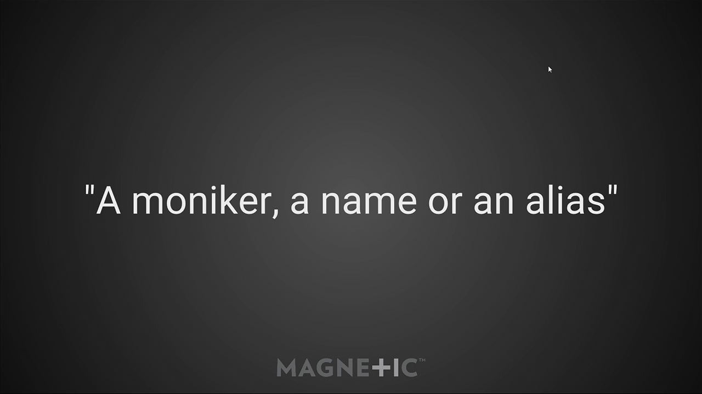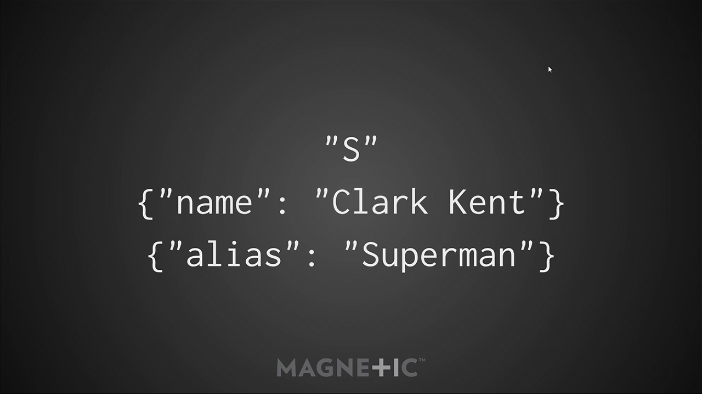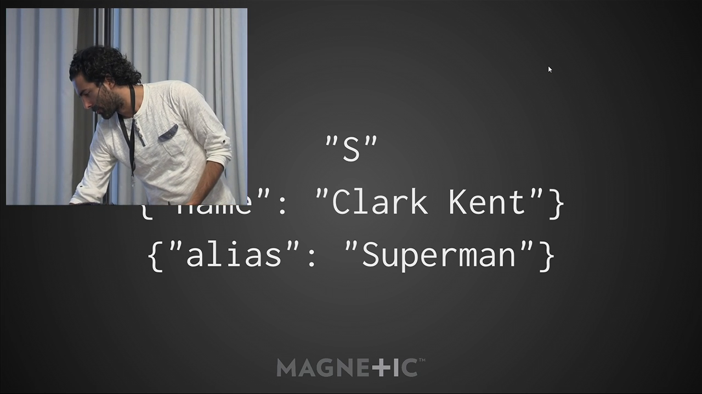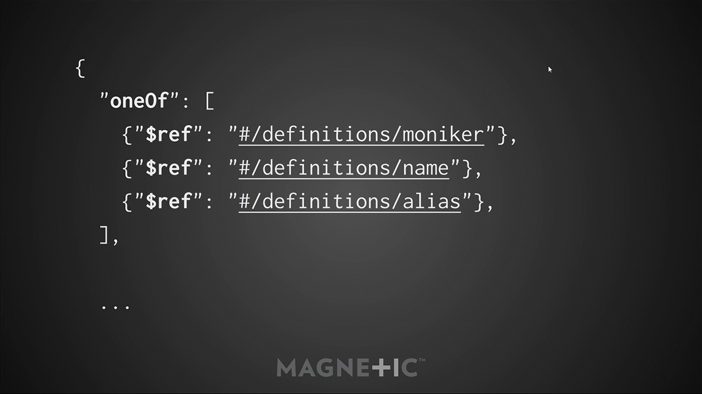But now a slightly more complicated example. Someone says they want to validate instances that are either monikers, names, or aliases. So what does that mean? They give you examples. Our instances are either going to be things that look like that, the capital letter S, or an object with at least one property in there called name, or an object with at least one property in there called alias. Any of those three instances someone would like to be valid. Our product manager, lovely product manager.